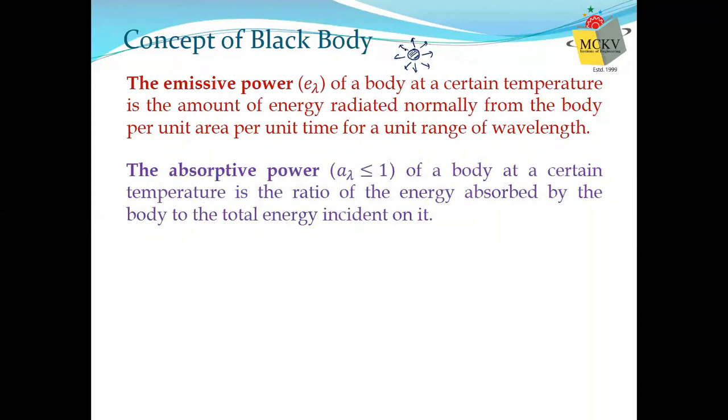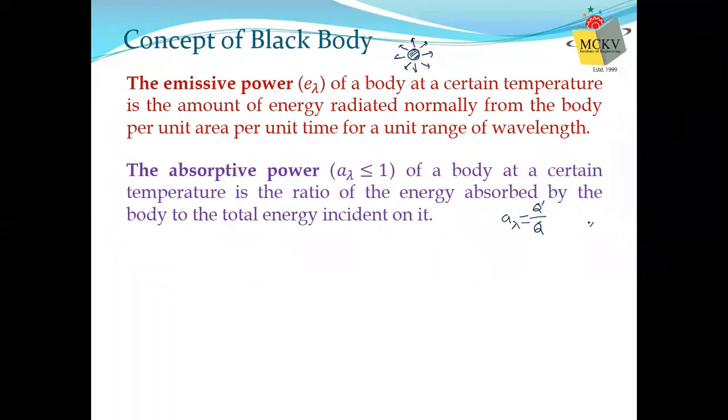On the other hand, the absorptive power of a body kept at a certain temperature is just the ratio of the energy absorbed by the body to the total energy incident on it. Therefore, if Q is the amount of energy incident on the body and Q dash is the amount of energy absorbed by the body, then the ratio of Q dash to Q is the absorptive power, or in simple words, the absorption coefficient of the body. When the body is unable to absorb any part of the energy incident on it, that is, Q dash is 0, then it has the lowest possible absorption coefficient, A lambda equals 0. On the other hand, if the body can absorb the whole amount of energy incident on it, that is, Q dash equals Q, then the absorptive power of the body is maximum, that is 1.